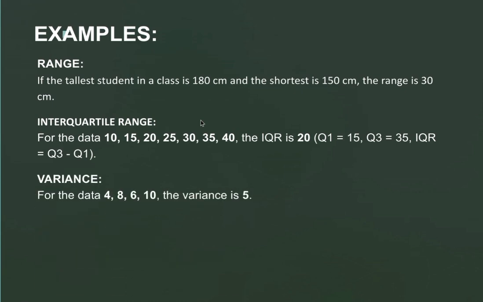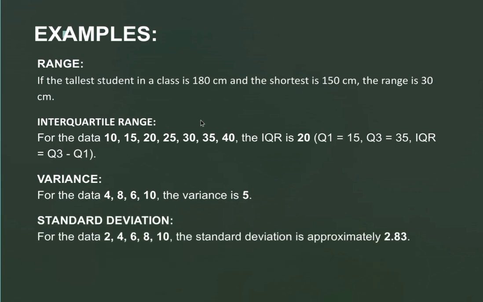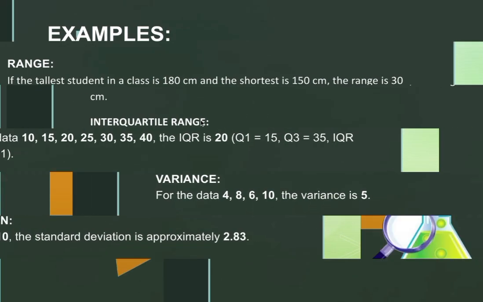Variance. For the data 4, 8, 6, 10, the variance is 5. Standard deviation. For the data 2, 4, 6, 8, and 10, the standard deviation is approximately 2.83.